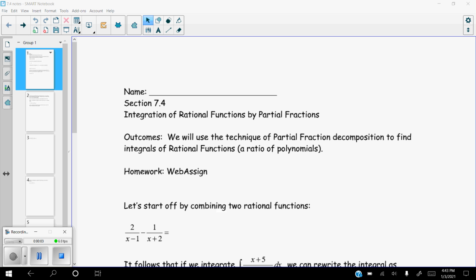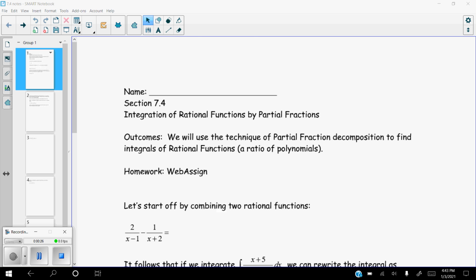Okay, so we are in section 7.4. This is called integration of rational functions by partial fractions. That's quite a mouthful. Most of the time, we just call this partial fraction integration. But it is exactly what it says, integration of rational functions by partial fractions. In other words, in order to use this, you need to have a rational function.